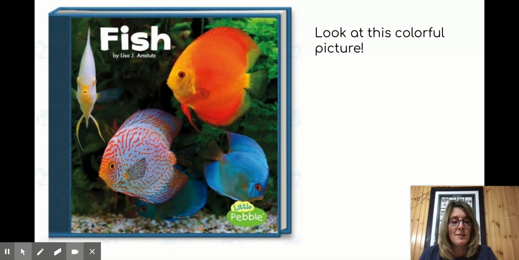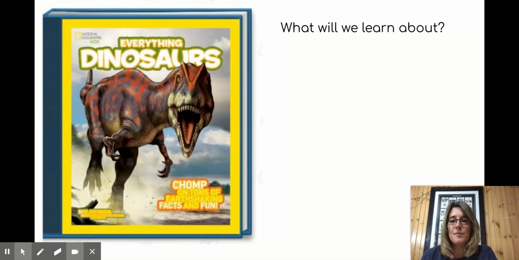Look at the colors in this picture. I love this photograph about fish. How cool. I mean, just by looking at all of the colors makes me want to really just pick up this book and read it. What are we going to learn about with this book? You got it, dinosaurs. So this title says everything dinosaurs. So first graders, if you're learning about dinosaurs and writing about them, this might be a book that you'll be reading.